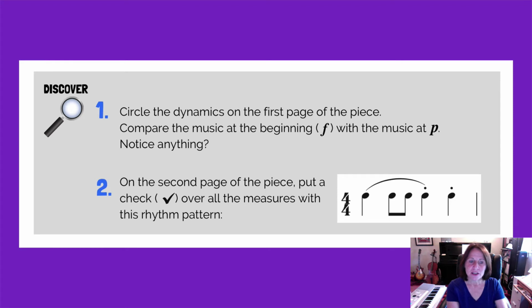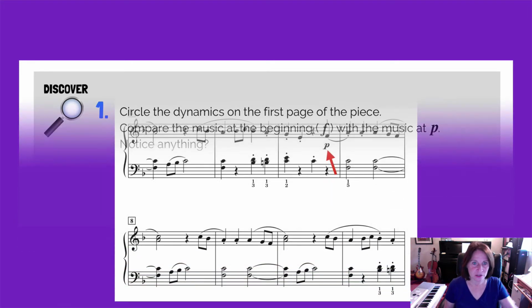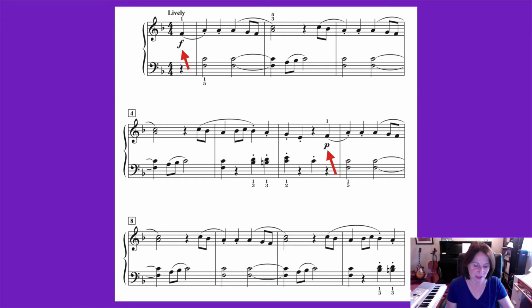on the second page of the piece, put a check over all the measures with this rhythm pattern. You can see it's 1 and 2 and 3 and 4 and, okay? So let's go ahead and see what that looks like in the piece itself.